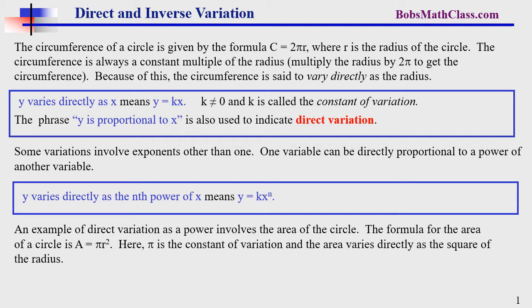Okay, so when we say y varies directly as the nth power of x, that's the same as y equals, we always use the letter k, we always write it in the numerator. The denominator here would be 1, which we don't write. So y equals k times x to the power n. So when we have an exponent, let's go back to a circle. Area of a circle, a equals pi r squared. Pi is the constant of variation in this case, and the area varies directly as the square of the radius. So square would be our exponent of 2.